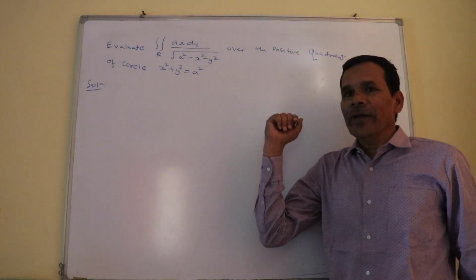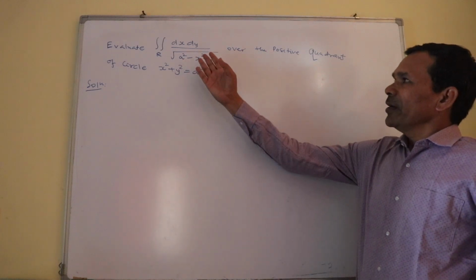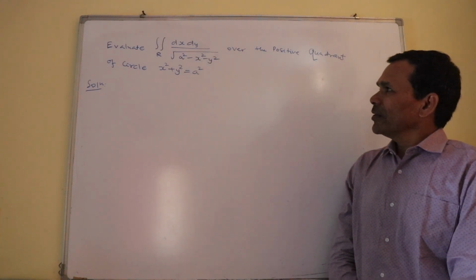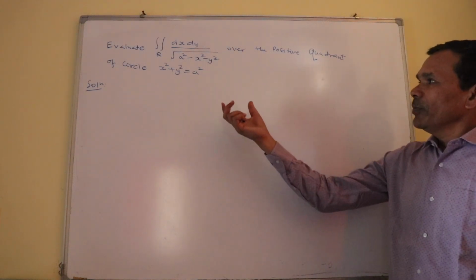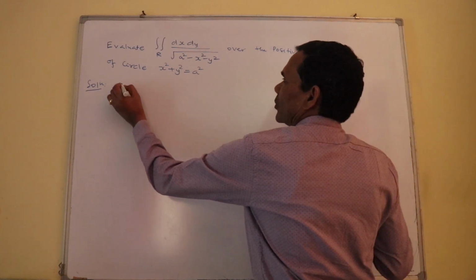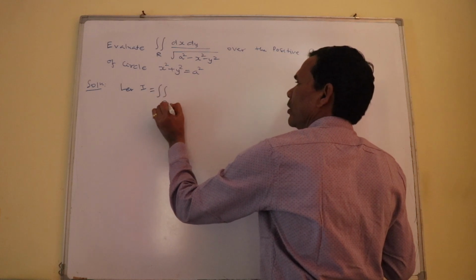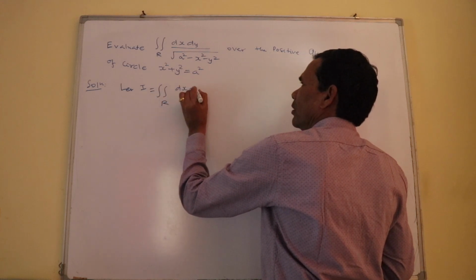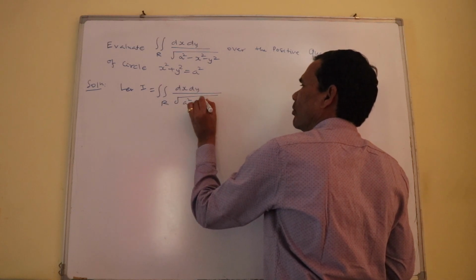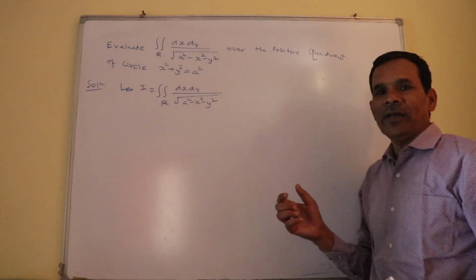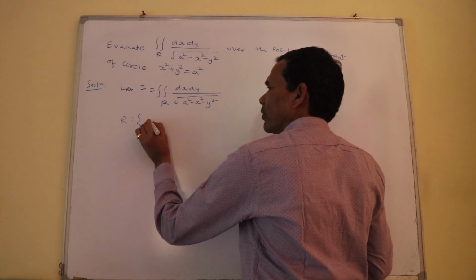So the next example on double integration, if limits are not given: evaluate the double integral r dx dy divided by root of a square minus x square minus y square over the positive quadrant of the circle. Now if you observe this integral, we need to find out limits. Let I be equal to the double integral r dx dy divided by root of a square minus x square minus y square, where r is the positive quadrant of the circle.